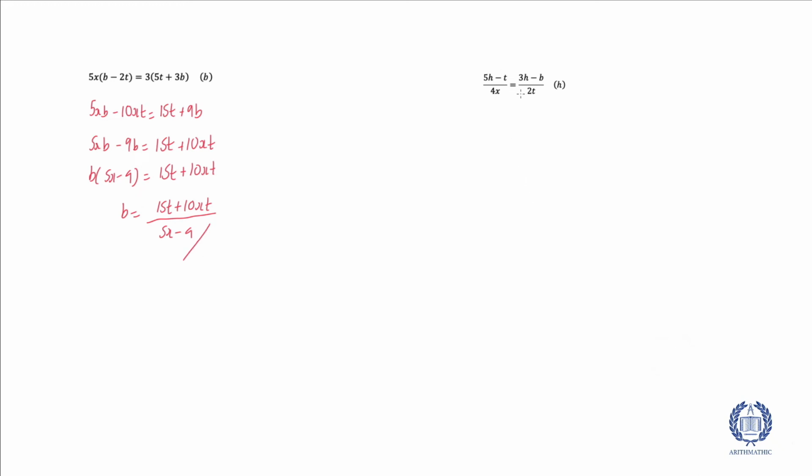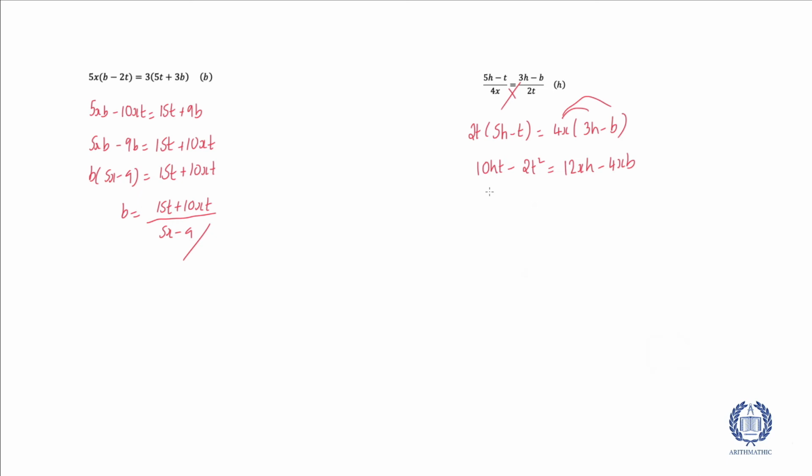Okay, next one. Remember, fraction, cross multiply, first step. So 2t times (5h minus t) is equal to 4x times (3h minus b). Now, expand this. 2t times 5h is 10ht, minus 2t times t is 2t squared, equals 4x times 3h is 12xh, and then 4x times minus b is minus 4xb. So again, just expanding like this.